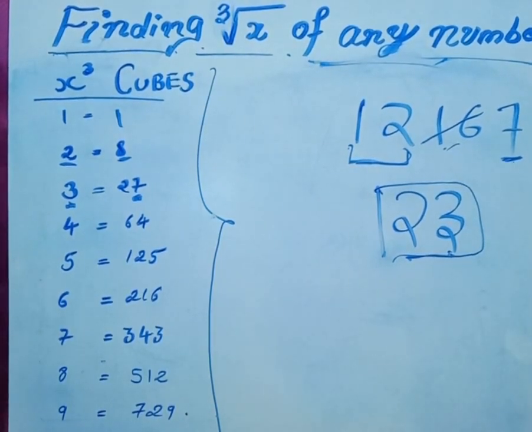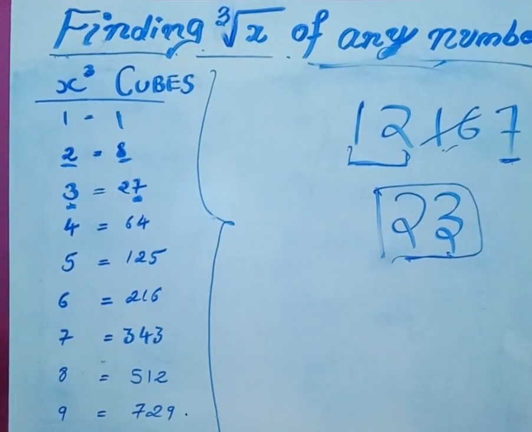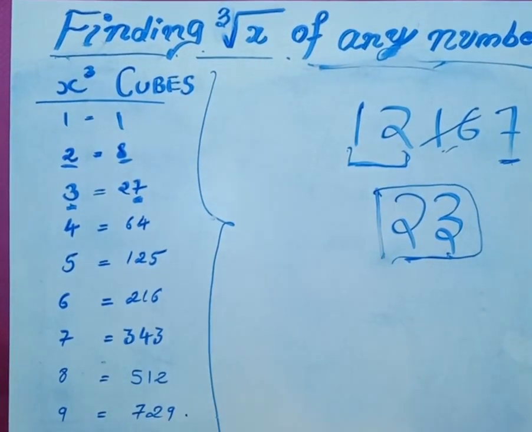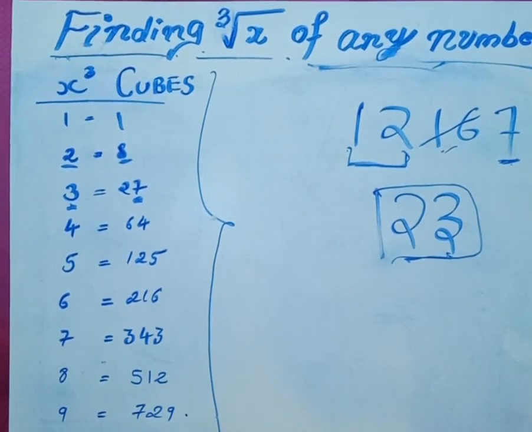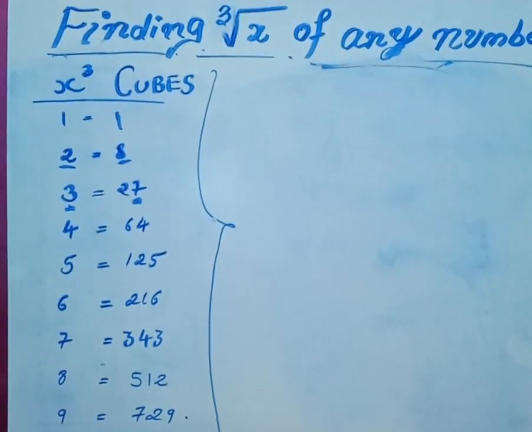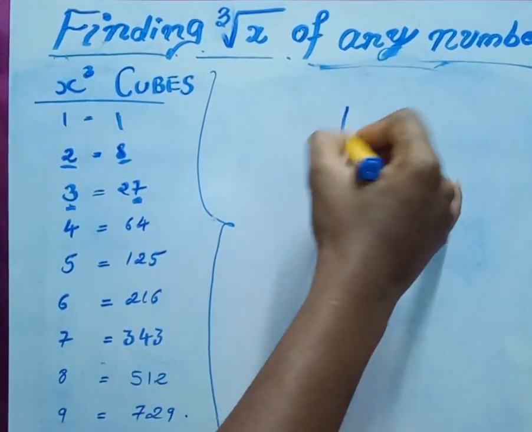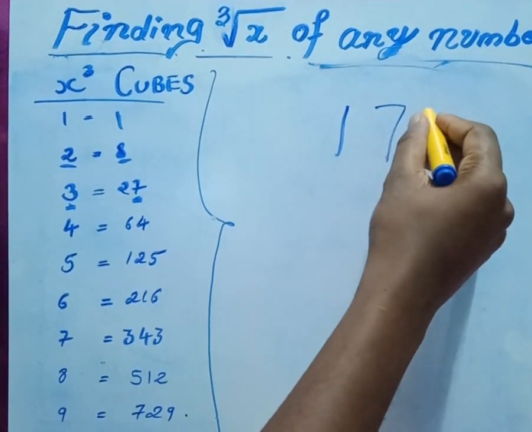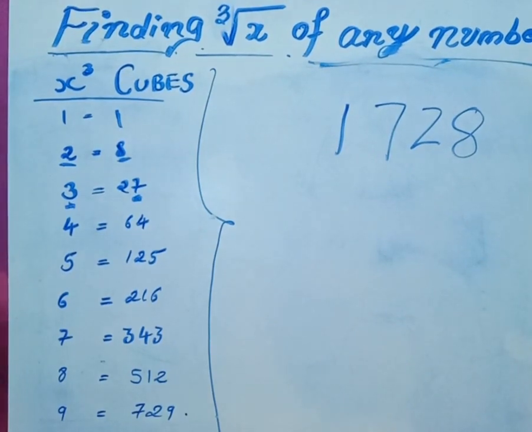So right, I will teach you again. I think we need not do two more examples; one more example is enough, so that you can understand better. So guys, I think we will take one more example, like 1728. So again we have to find the cube root of this number, guys.